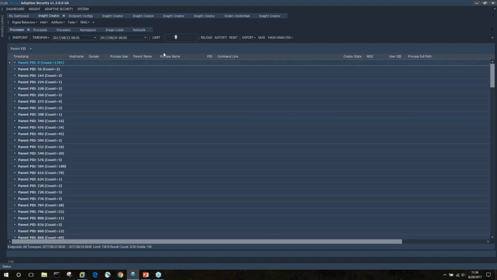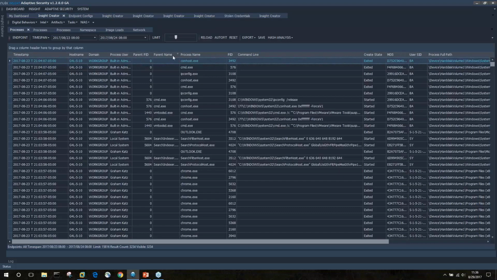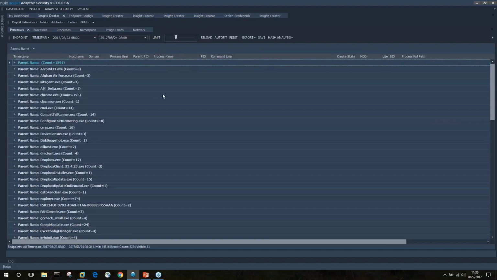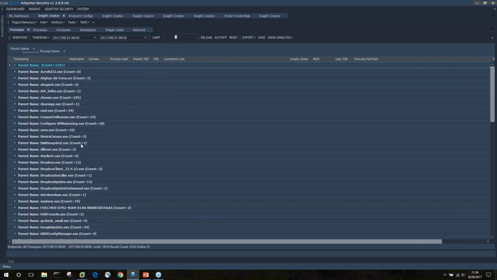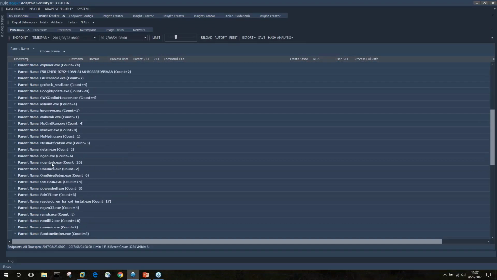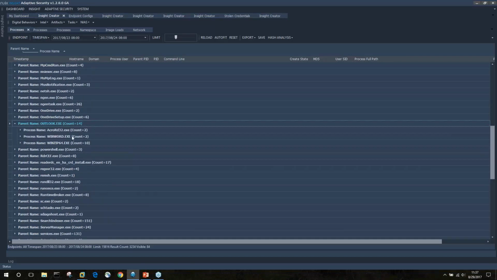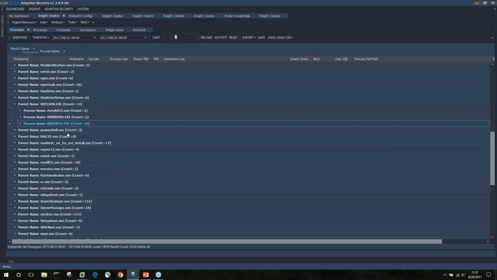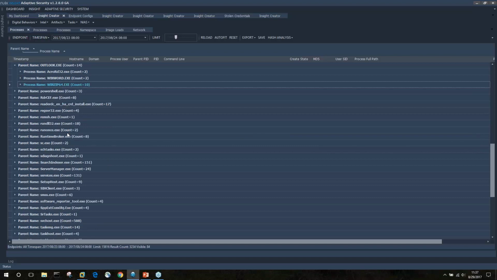So I'm going to group processes, first of all, by parent, not by parent PID, but by parent name. And then I'm going to group by process name. And that's going to allow me to show what were the unique parent processes that were running. And I can see here's Outlook. And I can see that in this data set, I had 3 unique child processes run under Outlook: Adobe Acrobat Reader, Microsoft Word, and WinZip. None of that looks particularly suspicious.